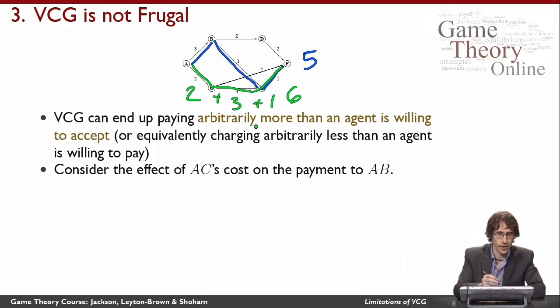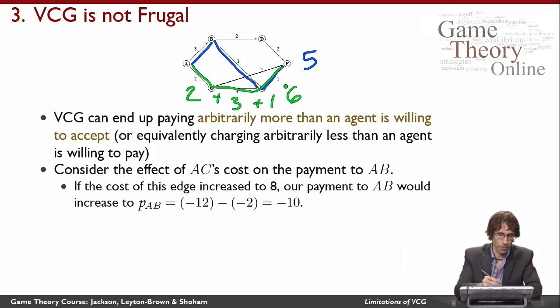Now let's think in particular about the effect on agent AB of changes to AC's cost. And what I'm going to end up showing you is that VCG can end up paying arbitrarily more than AB is willing to accept, because AB's payment doesn't end up depending on his own declaration, but instead ends up depending on the cost of the next shortest path. This is also a possible problem in cases where we're not paying the agents, but rather where the agents are paying us. So let's see how it works.